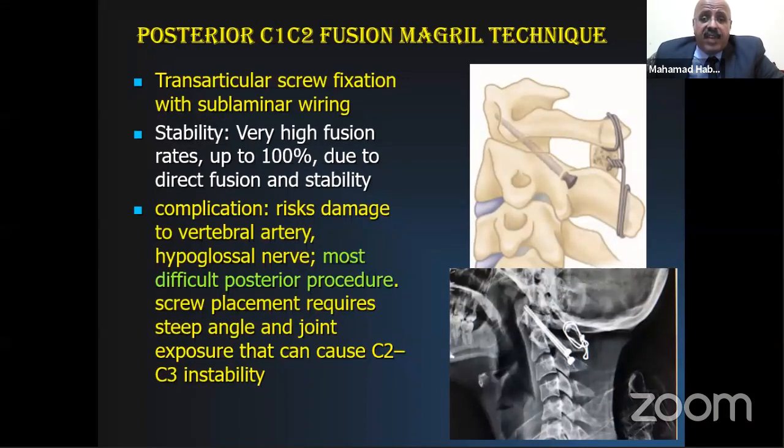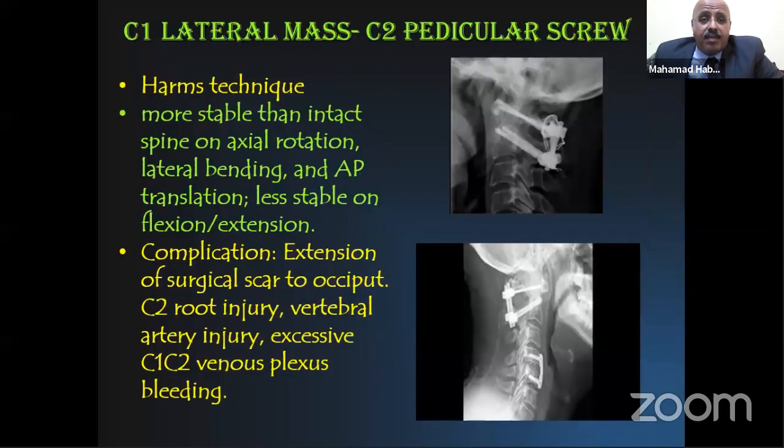Complications: risk of damage to the vertebral artery and hypoglossal nerve. It is the most difficult posterior procedure in all spine surgeries. Screw placement requires a steep angle and joint exposure that can cause C2, C3 instability. This is an X-ray of a patient that I operated upon 3 months ago. He's well and fine, thank God.